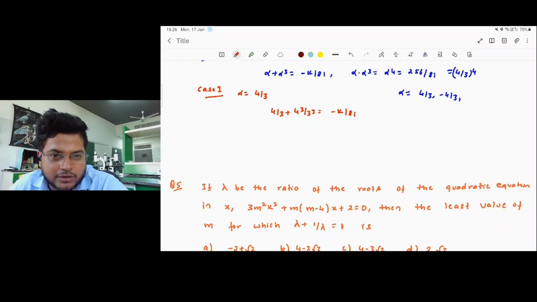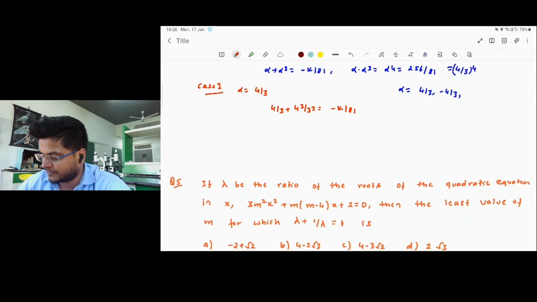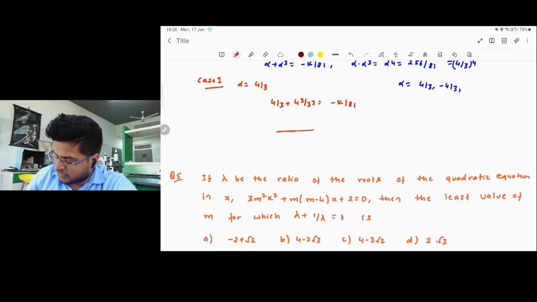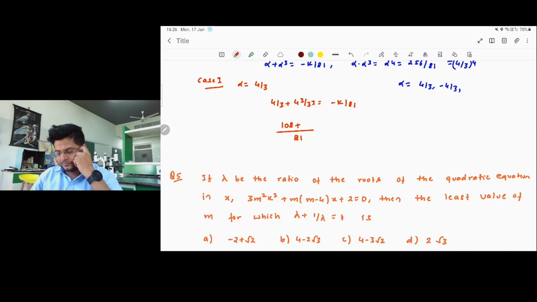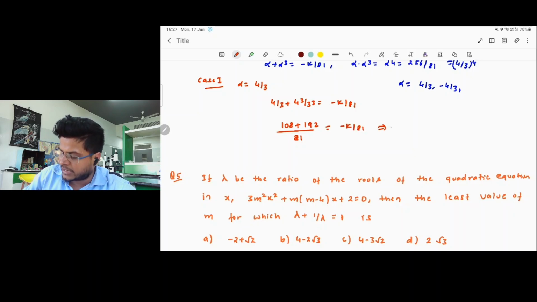This is a very simple calculation you can do. Your siblings can also do it, I mean the younger ones. So when you calculate this, here you'll be getting something like 81 and here we'll be getting 27 into 4 is 108 if I'm not wrong. Yeah, and 64 into 3 will give you 192, which equals minus k by 18. So when you do the calculation from here, you get k equals minus 300.